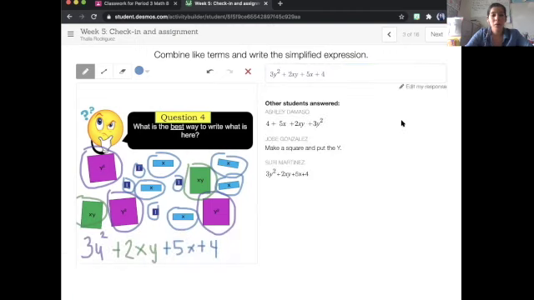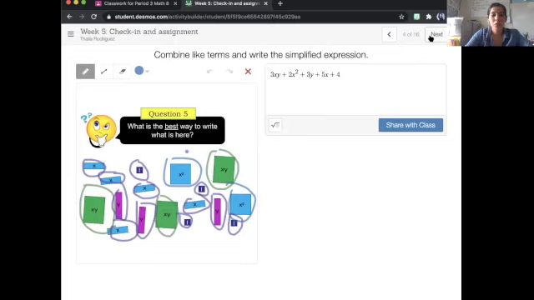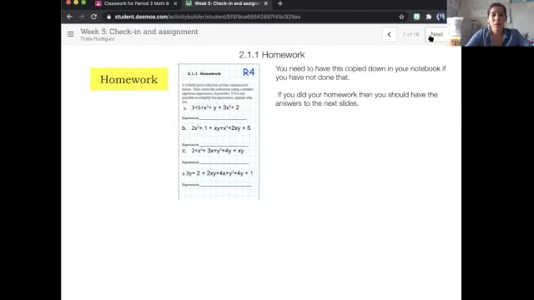You would share it now with the class, and you could see what other students got. And as you can see, this student, I apologize, I should anonymize it, but they got it correct, and they just have it in a different order. And that's just to let you know that it does not matter what order you write it in, because addition is commutative. So make sure that you understand that. So then you go on to complete the rest.